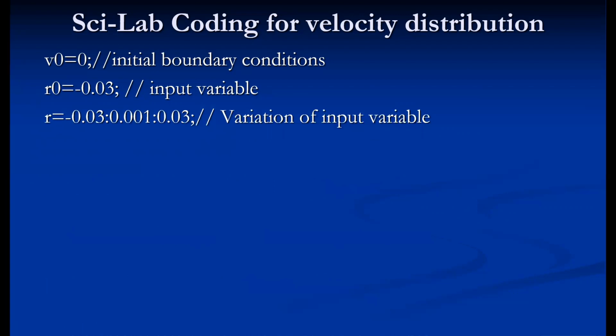Then the range of variables, so the variation of input variables. Here we are varying the input variable from minus 0.03 to plus 0.03 with an interval. The interval you can change. It can be even less than 0.001 or even greater than 0.001, but the lower the interval, the more accurate the result. We have considered 0.001. If we consider 0.0005, you will get even more accurate results. You can check that by varying the input variables.